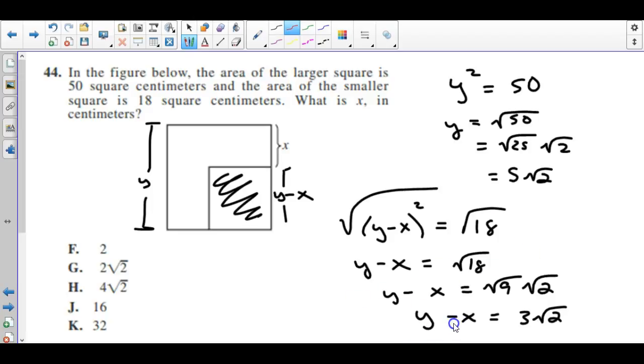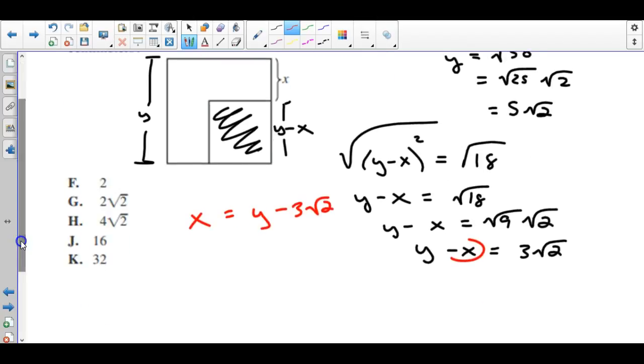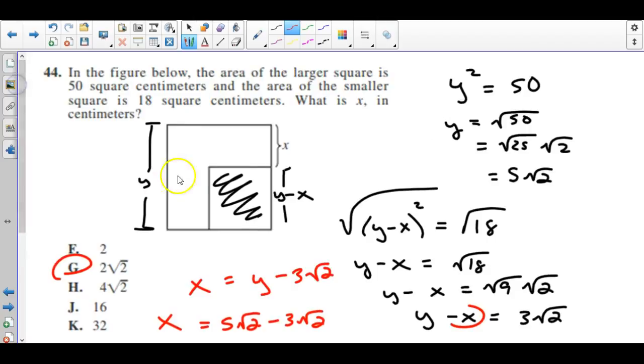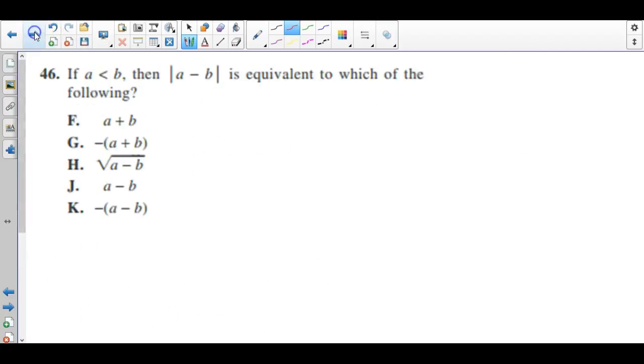So what I can do is create an expression for x or y here. If I solve this expression for x, I would get x equals y minus 3 radical 2. And I knew what y was equal to up here, since we knew the area of the large rectangle, or I'm sorry, larger square. So I'm going to substitute that value in for y. I'm going to take 5 radical 2 minus 3 radical 2, and that's going to give me 2 radical 2. So G is our correct answer. A lot of simplifying radicals on that problem and just coming up with expressions.